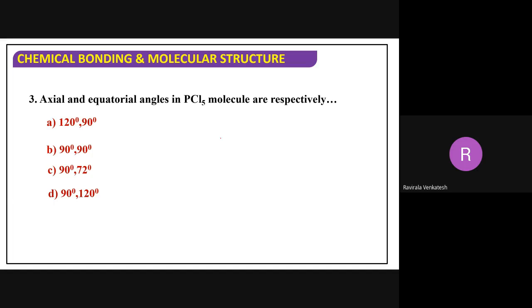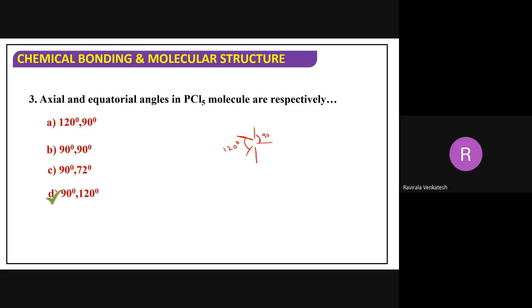Now you observe, I will draw a diagram here. These are equatorial bonds, right? And this one will be the axial bond. Now, equatorial means these two, the bond angle will be 120 degrees. Correct? Now this will be axial. So here we can take the bond angle like this. So it is 90 degrees.